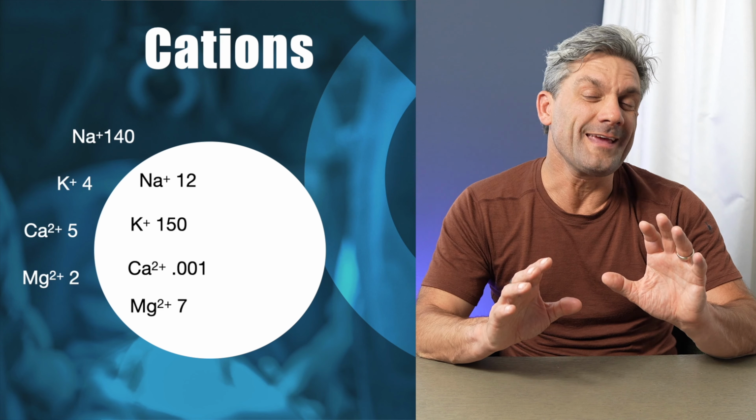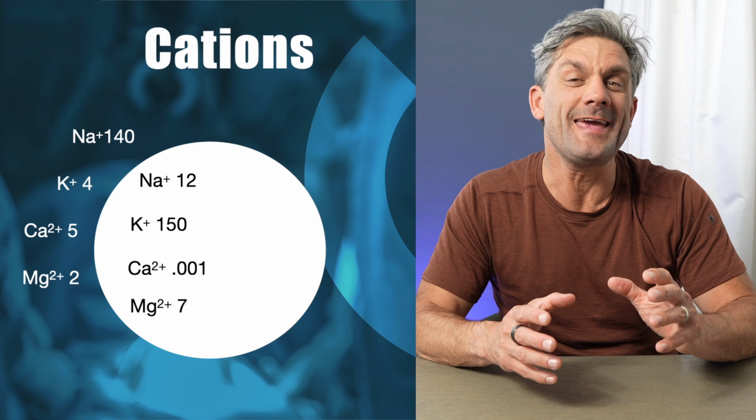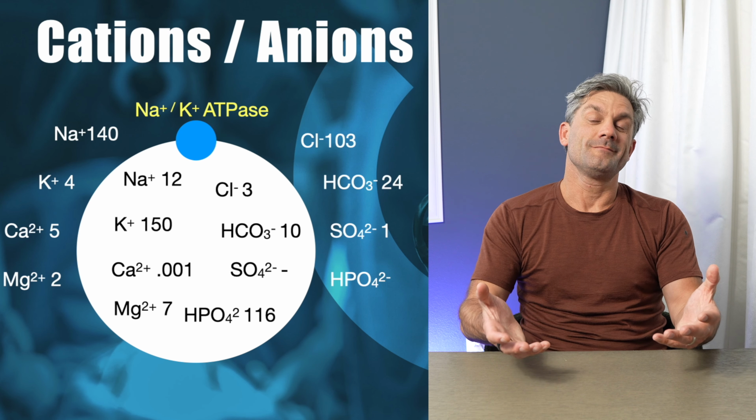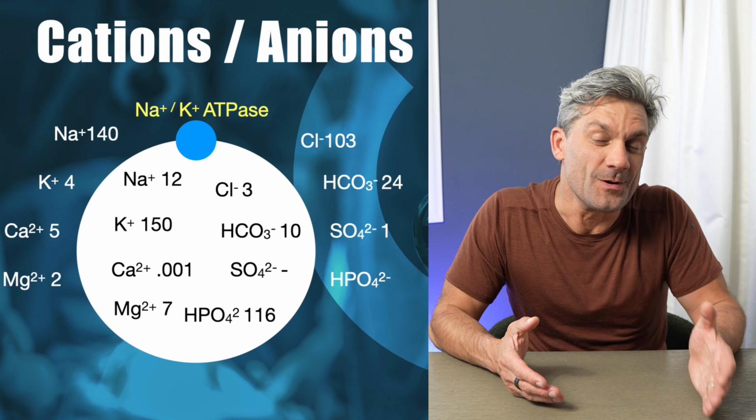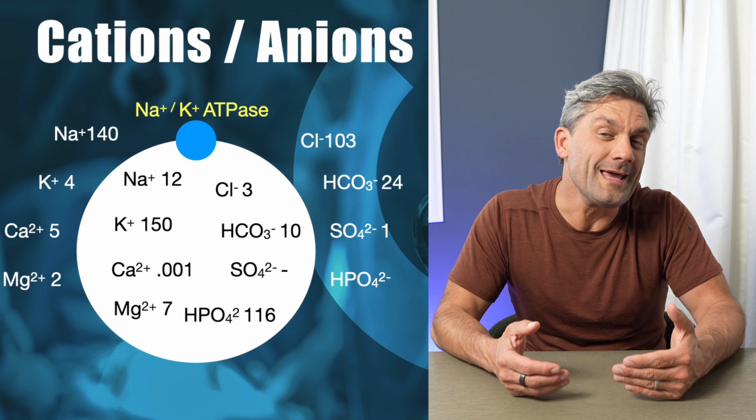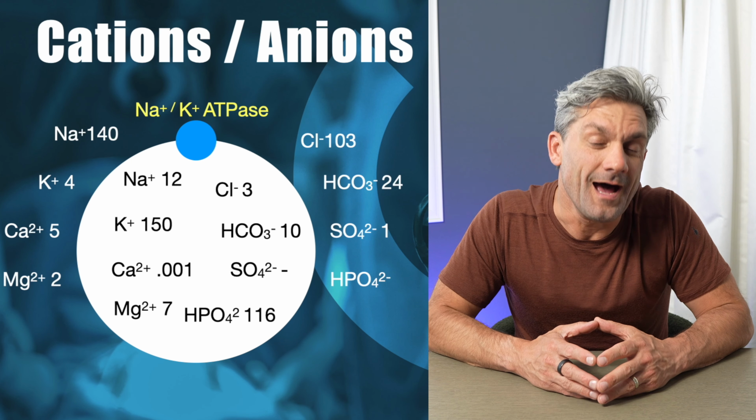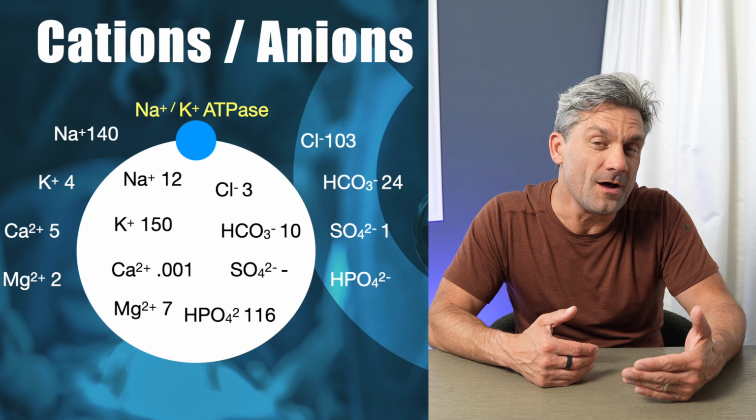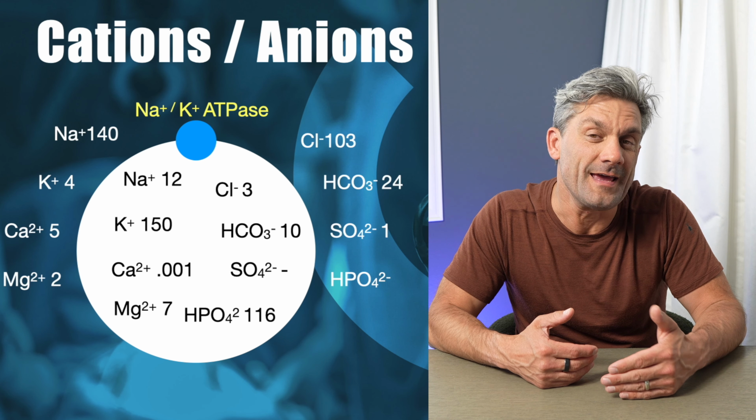Well, those are the cations. Let's look at the anions. So the most popular anion is going to be the big friend in salt, okay? So NaCl is chloride, and chloride is low inside the cell compared to very high outside the cell. We have bicarbonate, which is higher outside the cell, and then sulfate and phosphate as well.